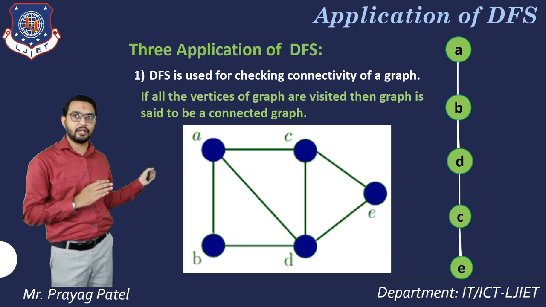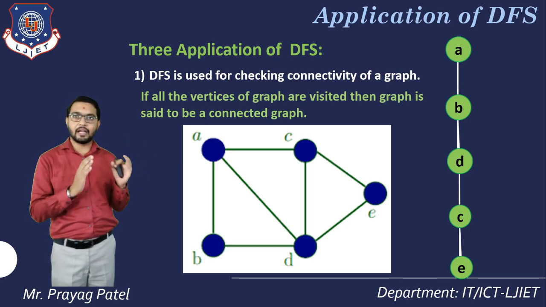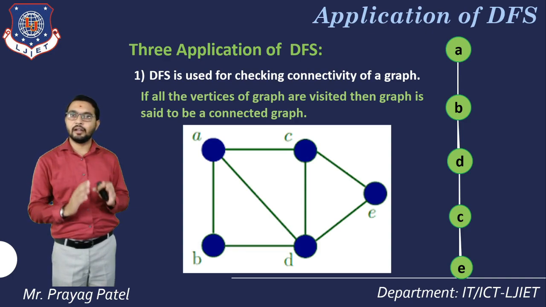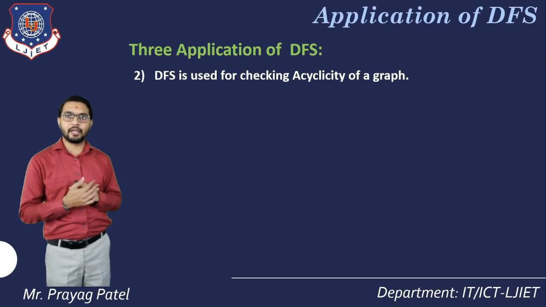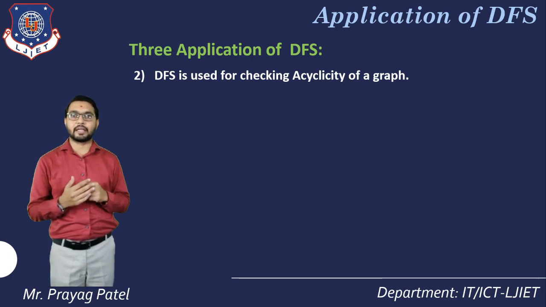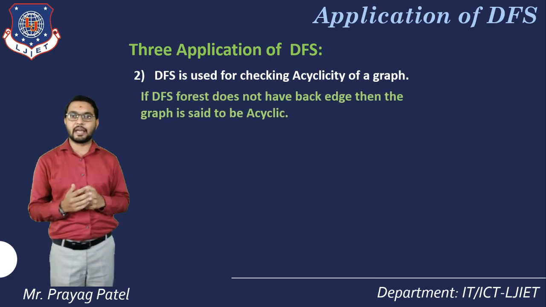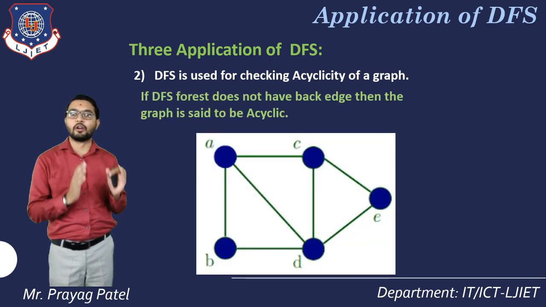So here the given graph is this, and according to the given graph you find the DFS tree, and in the DFS tree each and every node is covered. So consider the second application. The second application of DFS is checking the cyclicity of a graph. Means in a graph we check whether a cycle is available or not.